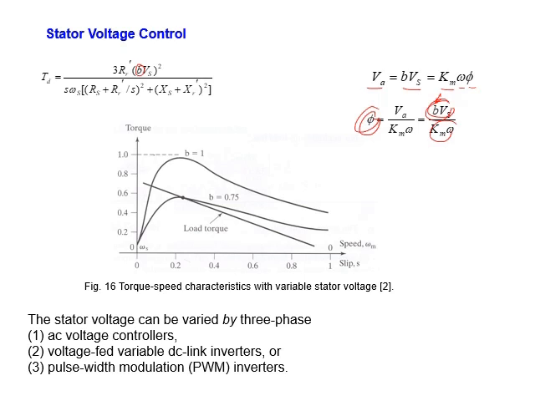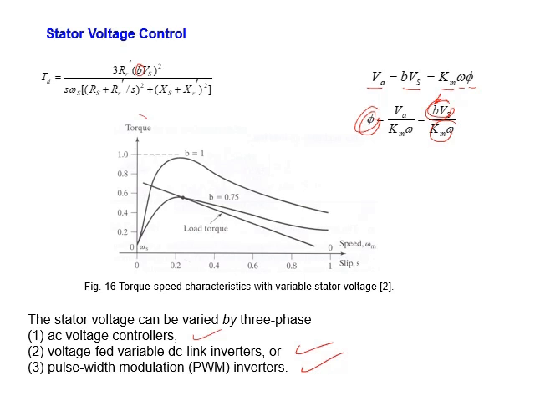Many methods. We can use AC voltage control. We discussed them, connecting two anti-parallel thyristors and two anti-parallel thyristors. We can control the voltage. We have on-off control. We have phase shift control. We already discussed them. Voltage feed DC link inverter. We discussed the inverter. We will discuss also pulse width modulation inverter.